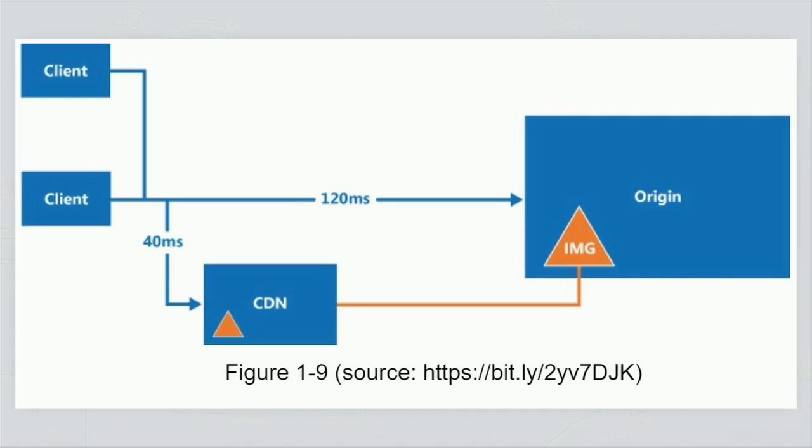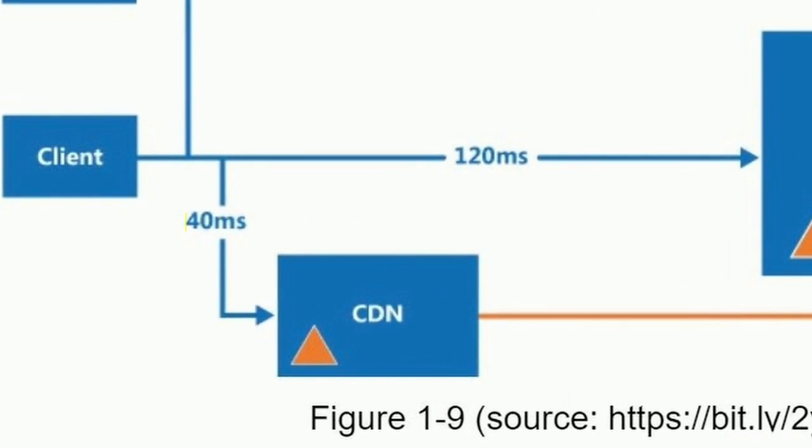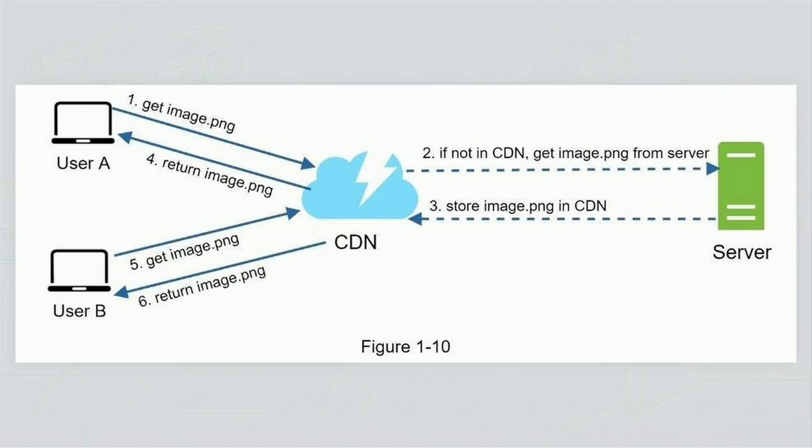This chart clearly illustrates the latency reduction. A client device requesting an image from a distant origin server faces a 120 millisecond delay. By routing that same request to a local CDN node, the delay drops to just 40 milliseconds. This flow shows how nodes get populated. User A requests an image. If the CDN doesn't have it, it fetches it from the main server, delivers it, and stores a copy locally. When user B requests that file, the CDN serves it directly.